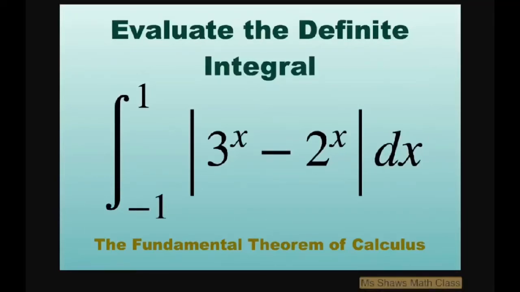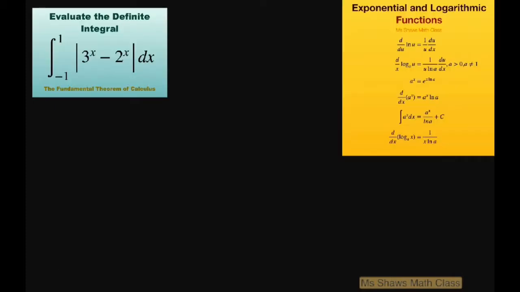Everyone, we're going to evaluate the definite integral from -1 to 1 of the absolute value of 3^x minus 2^x dx. This one we have to look at the limits, and since it's absolute value, we have to look where this is 0. So if we set 3^x minus 2^x equals 0, we're going to get 3^x equals 2^x.